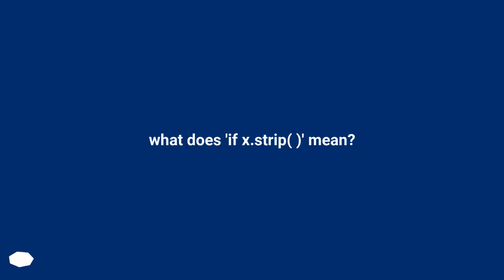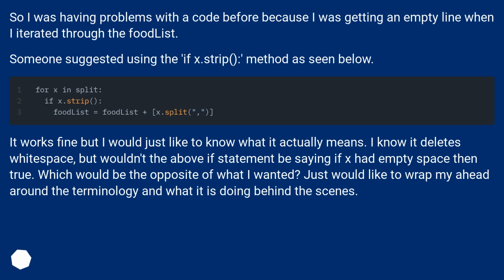What does if x.strip mean? So I was having problems with the code before because I was getting an empty line when I iterated through the food list. Someone suggested using the if x.strip method as seen below. It works fine, but I would just like to know what it actually means.